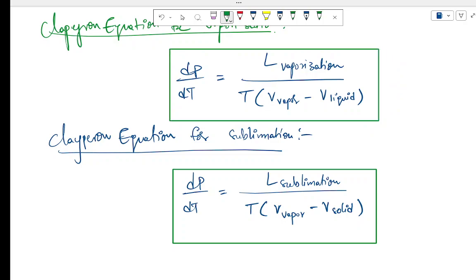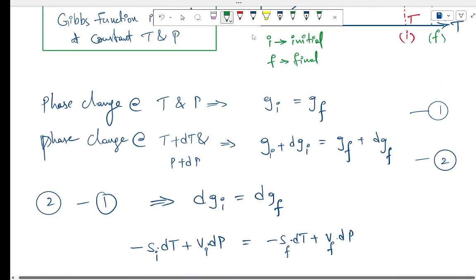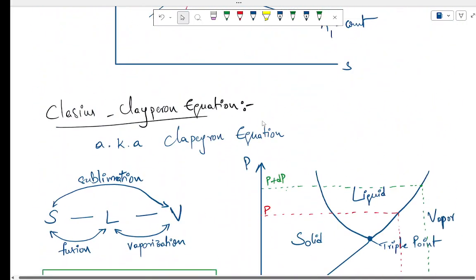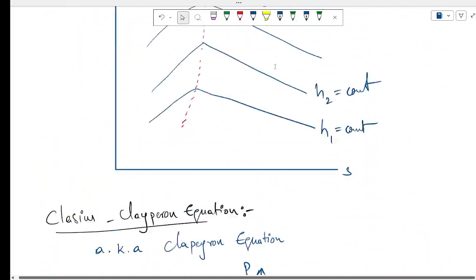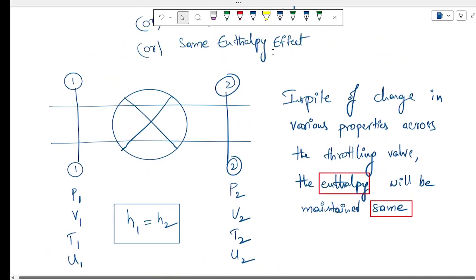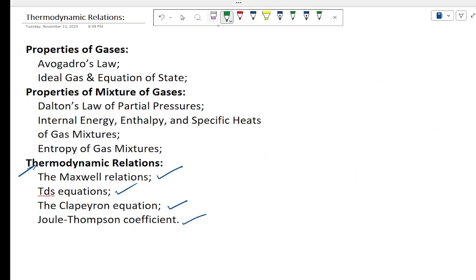Okay, so that's all from your syllabus. So in your syllabus we have seen all the topics. So let us go to the top now. So now we have completed the thermodynamic relations completely, the Maxwell relations, the TdS equations, the Clapeyron equation, Joule-Thomson coefficient, all the topics are seen.